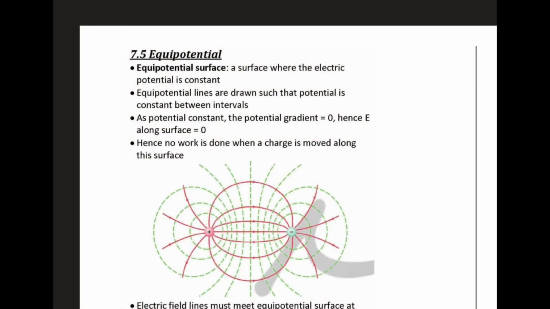Look at this subtopic, equipotential. First, we have equipotential surface. Equipotential surface is also called equipotential line. Okay, so let's write down here first. This is also called equipotential line.